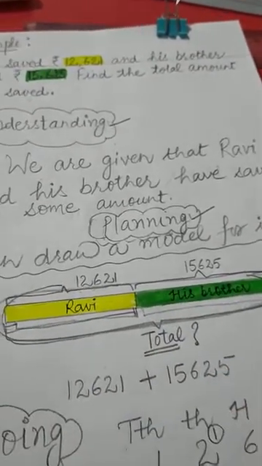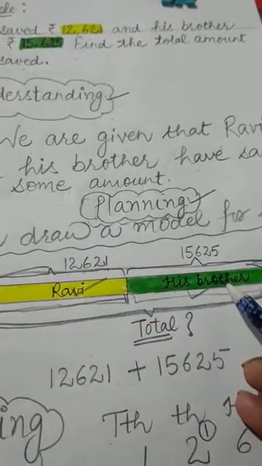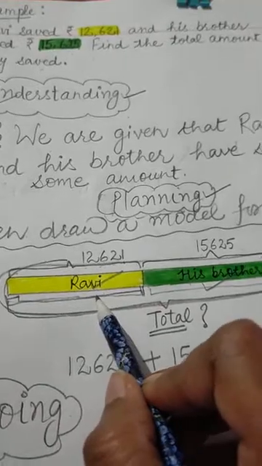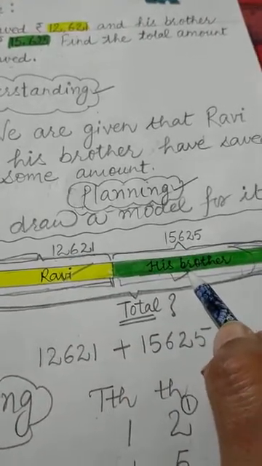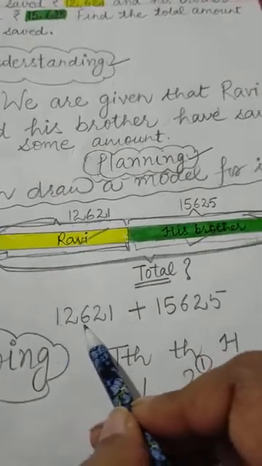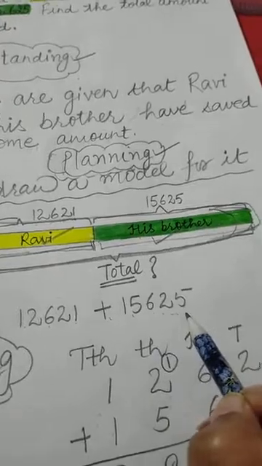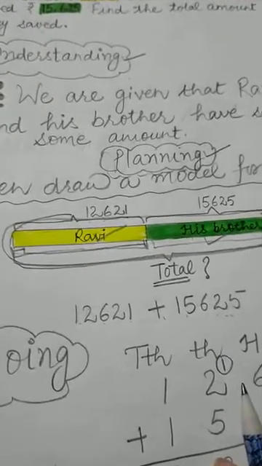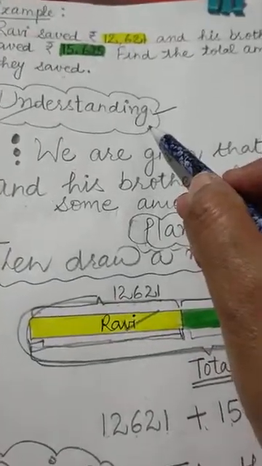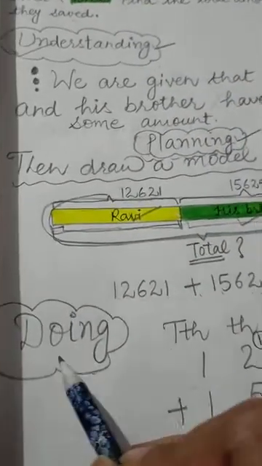How will you get the total? Ravi's money plus his brother's money. Means how much money has been saved by Ravi plus how much has been saved by his brother. So 12,621 plus 15,625. Now what will be our next step? First step was understanding the statement. Second step was planning. Now what is the third step?